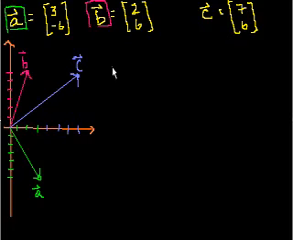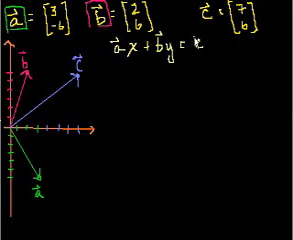y. So I essentially want to say that vector A times x, that's how much of vector A I'm contributing, plus vector B times y, that's how much of vector B I'm contributing, is equal to vector C. And maybe I can't. Maybe there's no combination of vectors A and B that add up to vector C. But let's see if we can solve this.